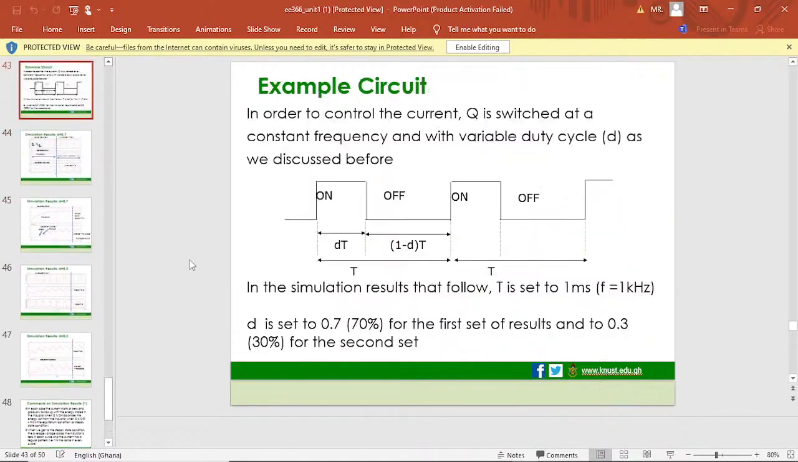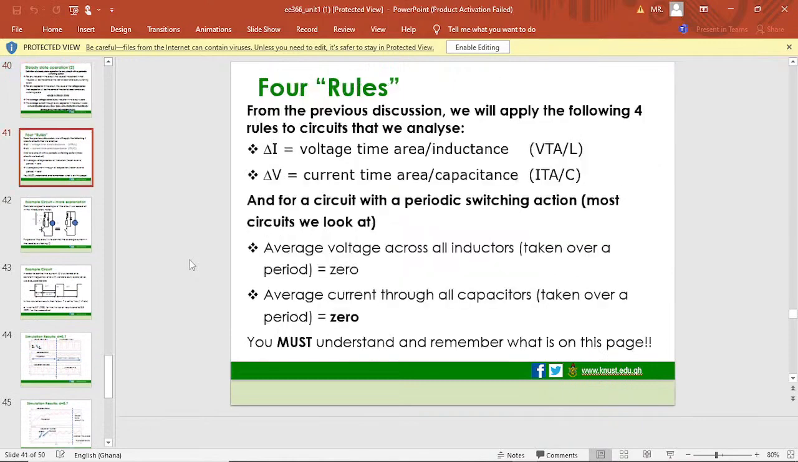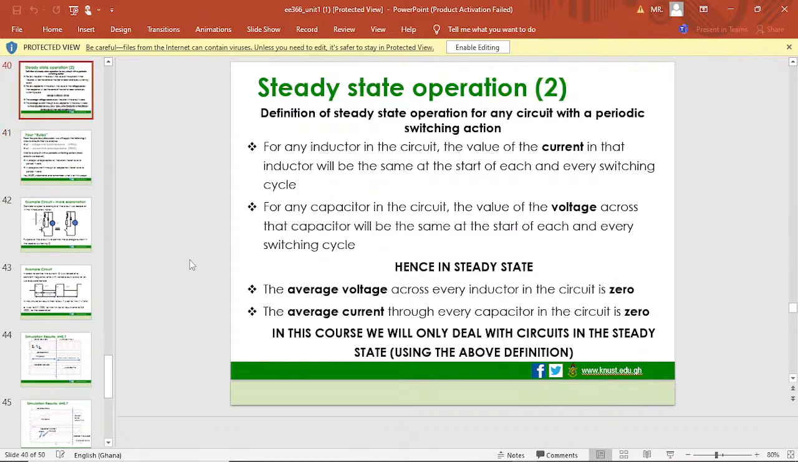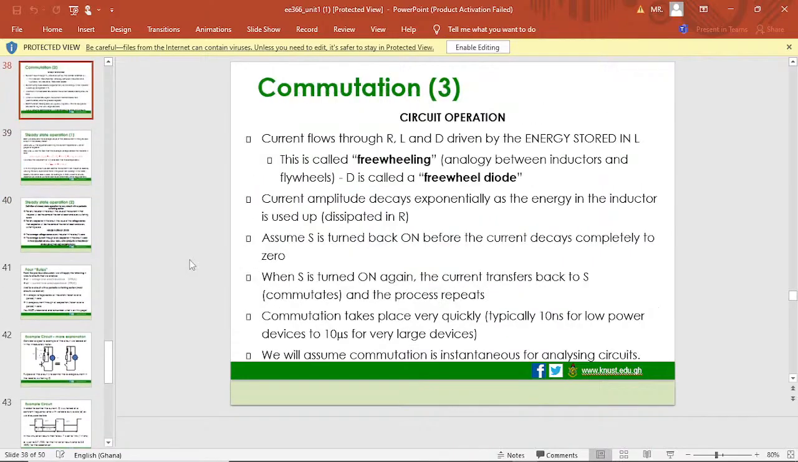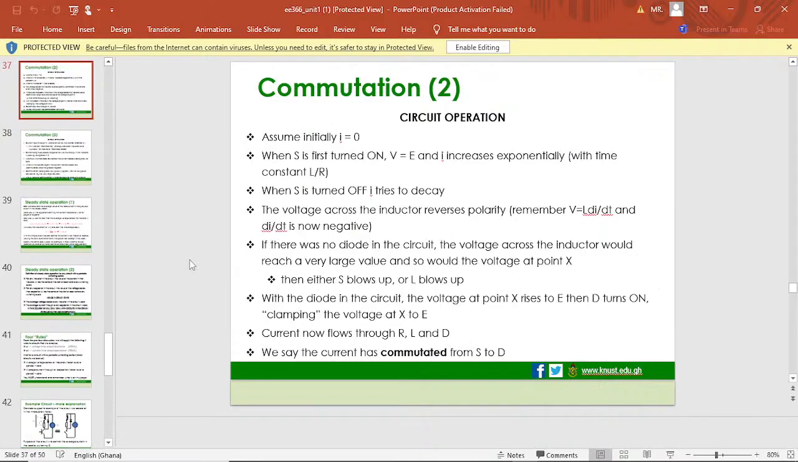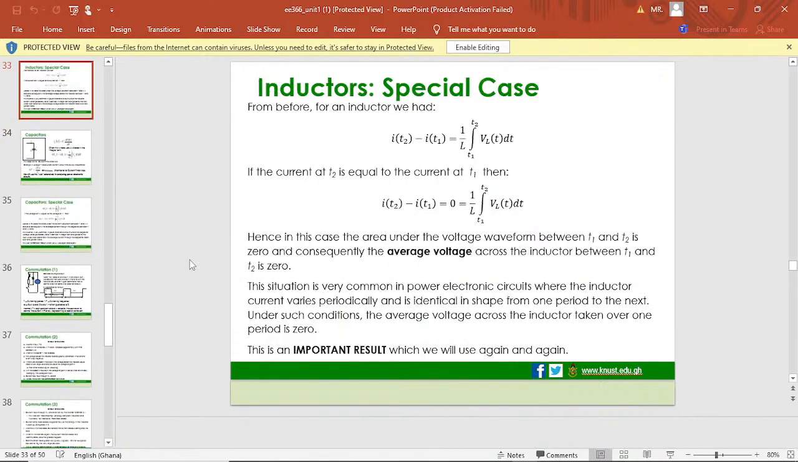So this is it. We've spoken about the commutation, what's actually happening. We've seen these 4 rules already. We've spoken about, in the steady state, the average currents being this, and freewheeling. I explained this concept very well in detail. So thank you for staying through unit 1.